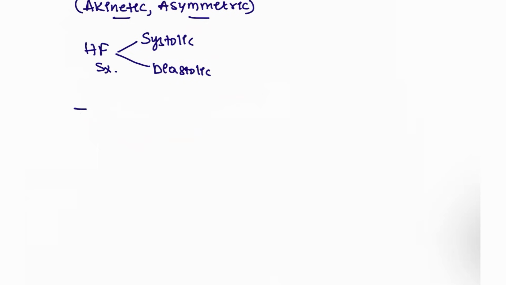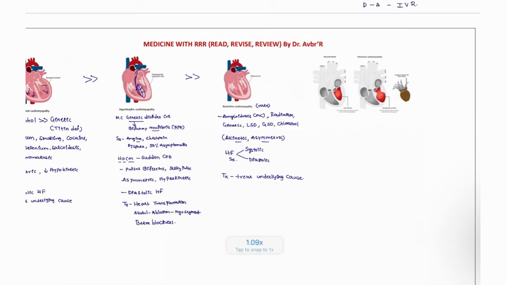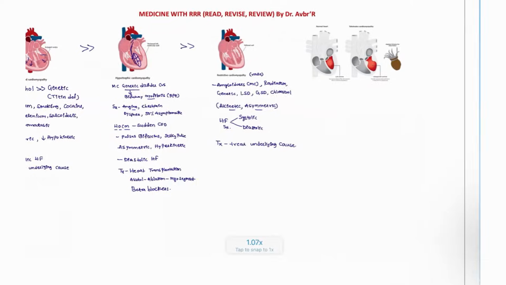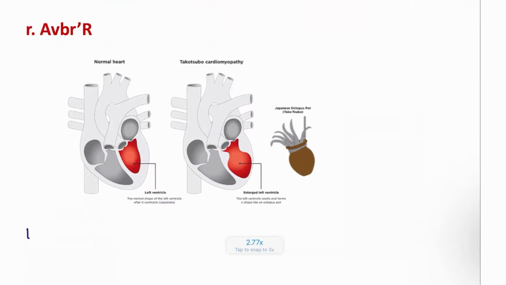Again, the treatment for this patient will be to treat the underlying cause. Since it is already asymmetric, you cannot give beta blockers. Most of the cardiomyopathies, if untreated, leave us with the only choice of heart transplantation. Now here you can see this picture.